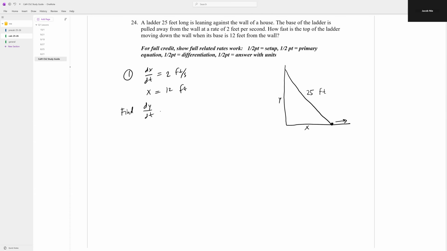All right. Next, let's write the equation that relates x and y. That's simply going to be the Pythagorean theorem because this is a right triangle. x squared plus y squared equals 25 squared, which is 625. Then the third step is to differentiate both sides. Differentiate both sides with respect to t. So that's going to be 2x times dx/dt plus 2y dy/dt is equal to 0.